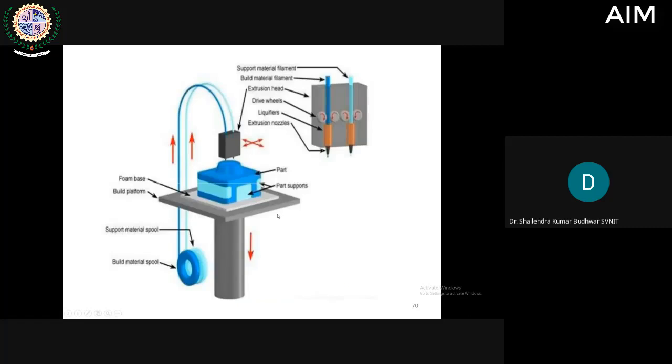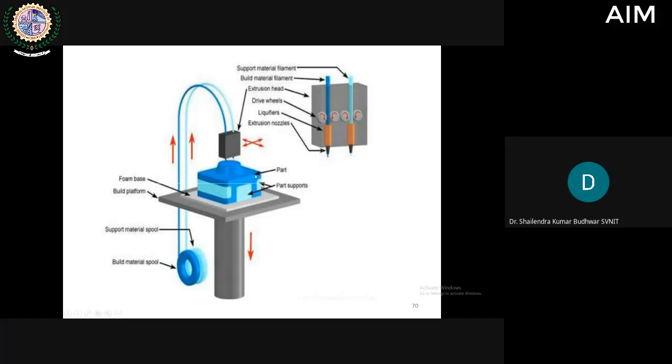So this figure shows the complete FDM technique. You can see that feedstock material is supplied in the form of wire. Here two rolls are shown: one is for build material, another one is for support material. And these are the two nozzles, a dual extruder. One nozzle is used for build material, and another nozzle is used for extruding the support material.